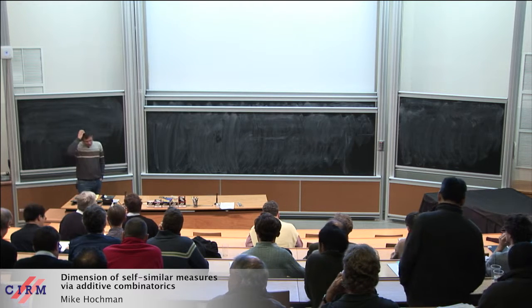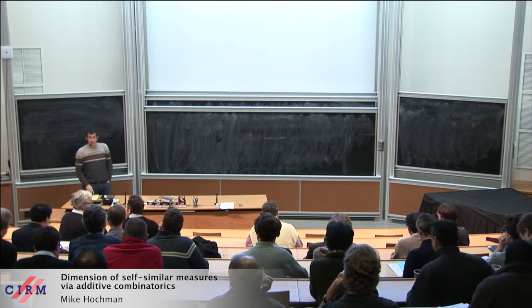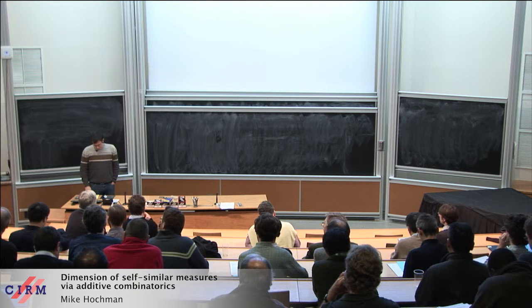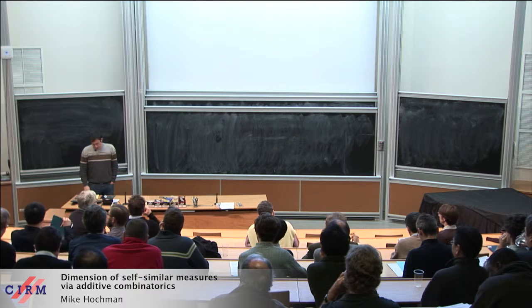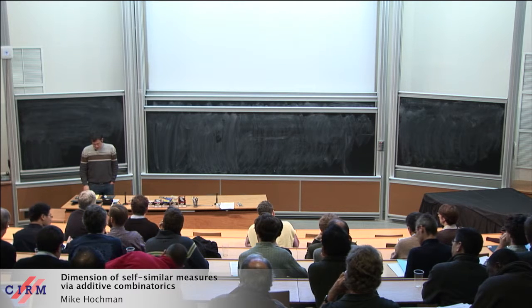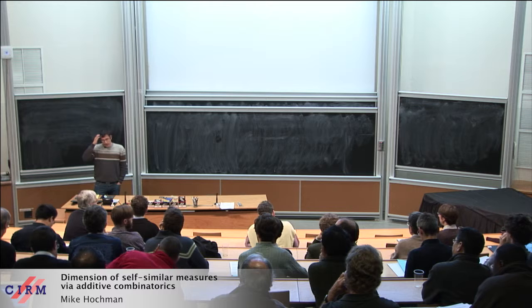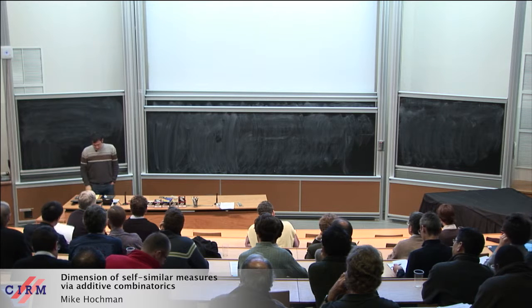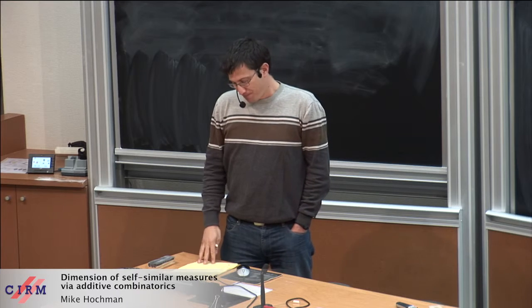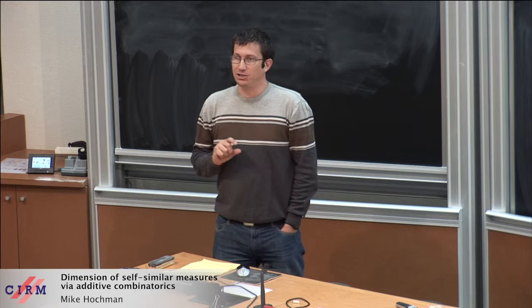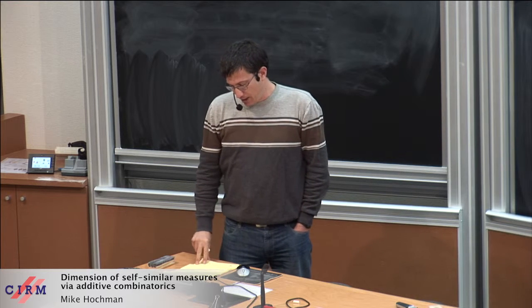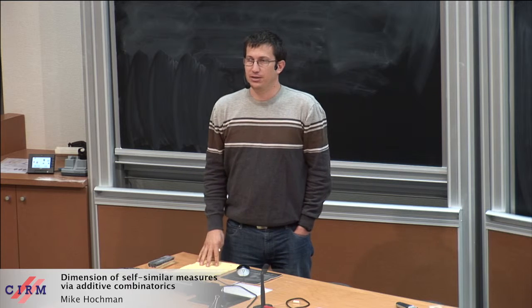What I want to tell you about is the problem of computing the dimension of a self-similar set. Classical problem. It looks elementary. It's not so elementary. And what I want to do is explain the problem and the conjectures about this problem and tell you about some progress. And I'll briefly mention some applications. I won't dwell on them too much. And hopefully I'll have time to explain a little bit about the idea of the proof.